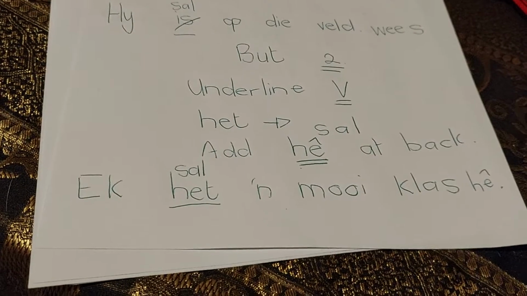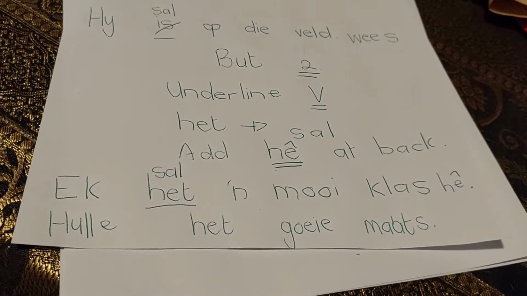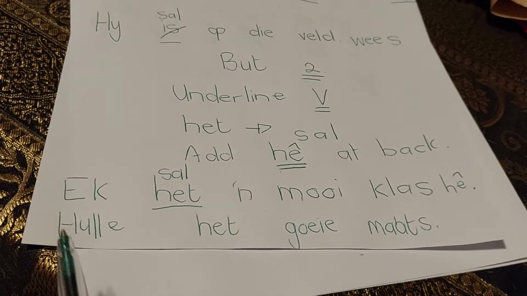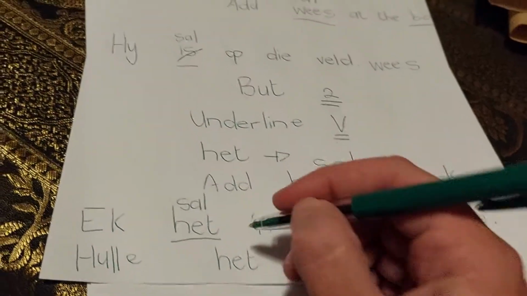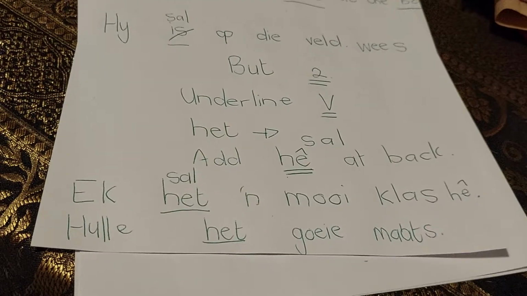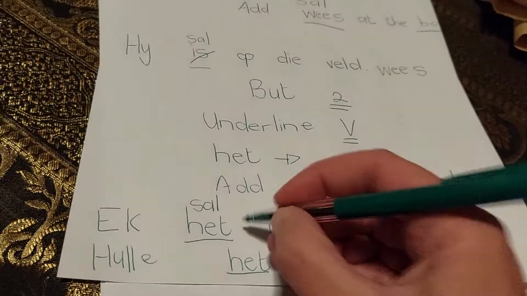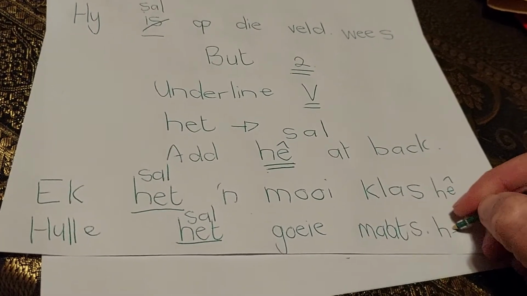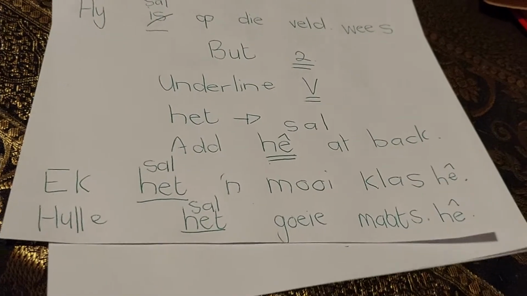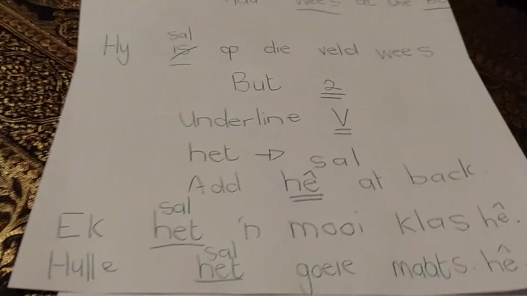Okay, I'm going to do one more. Hulle het goeie maats. Underline your verb. It's het. What is the rule when your verb is het? Het changes to sal and you add a hê at the back. Okay, this is very important. I'm quickly going to repeat everything.